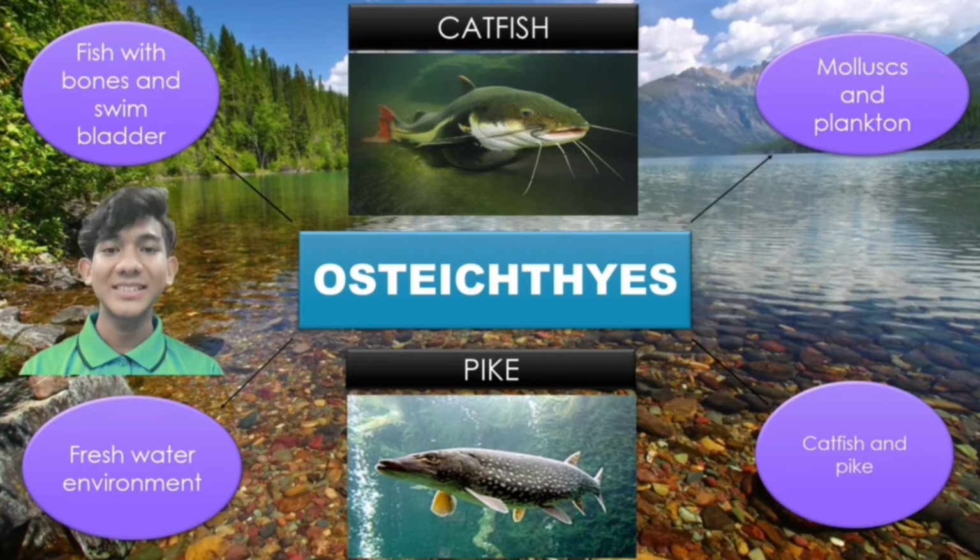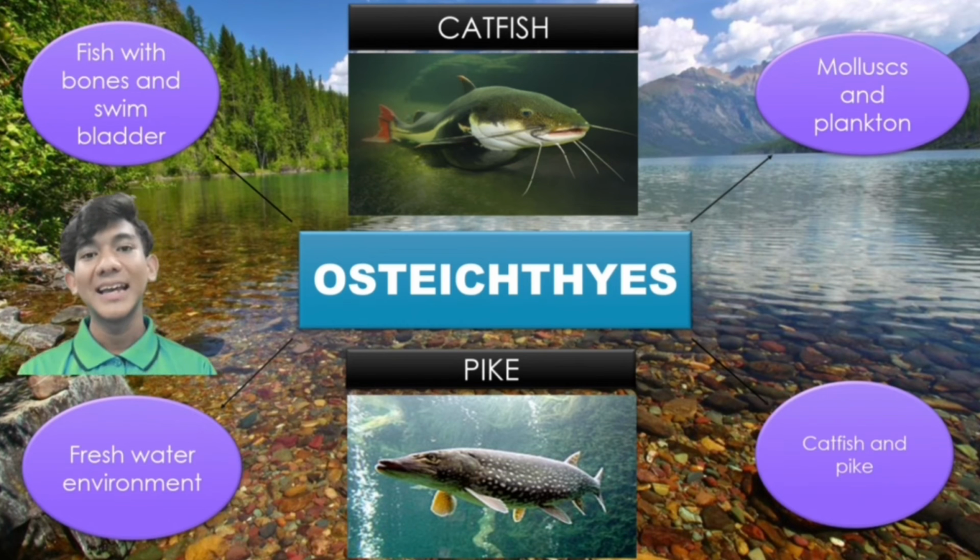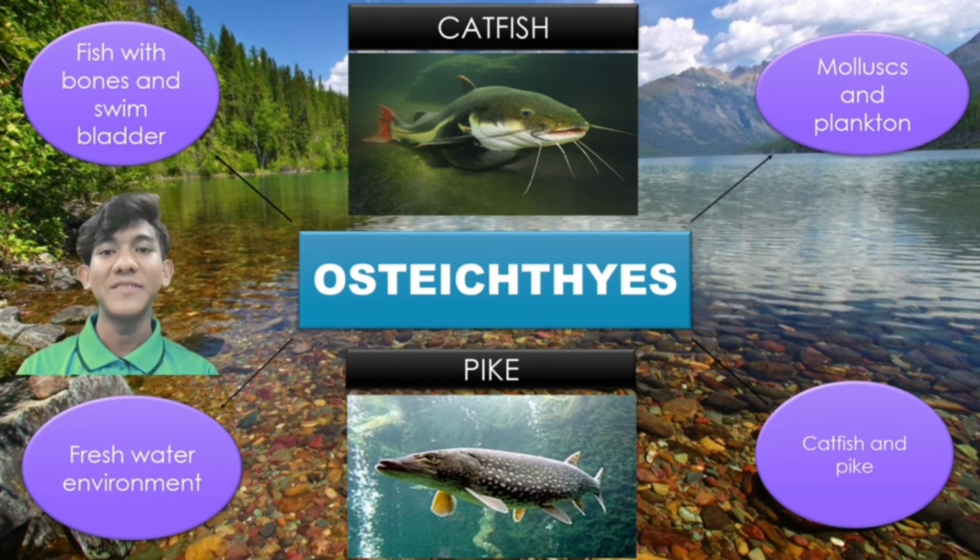We also have Osteichthyes, which are fishes that have bones and have a swim bladder. They usually live in the freshwater environment and also prey on mollusks and plankton. As you can see in the pictures, some of the examples are catfishes and pikes.